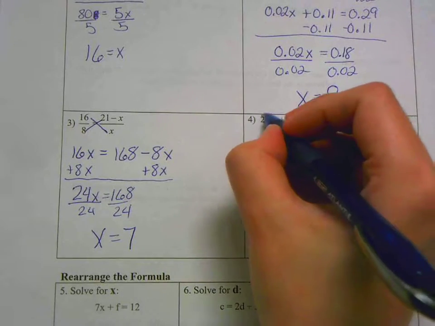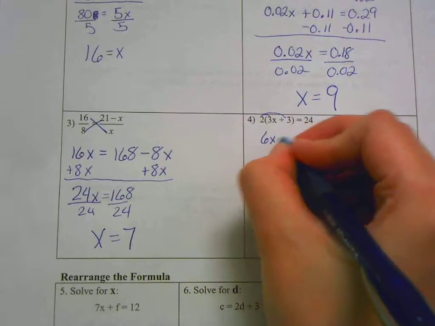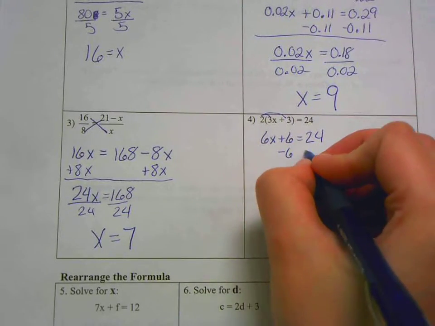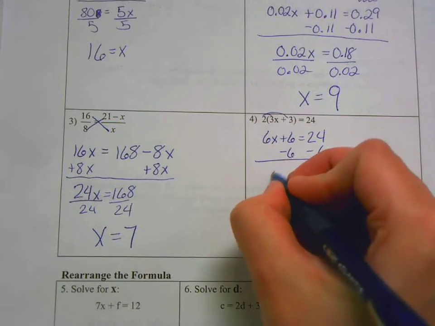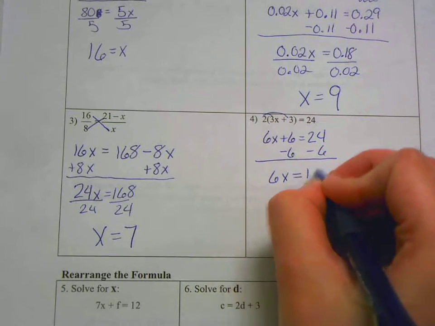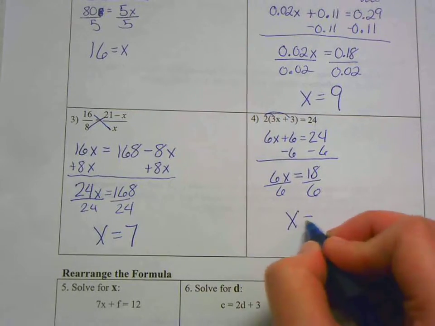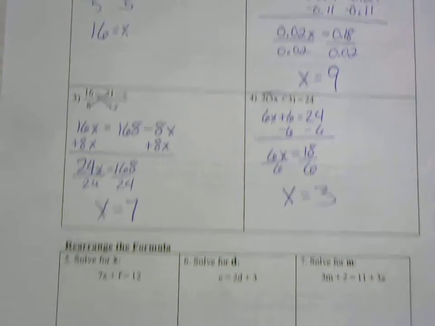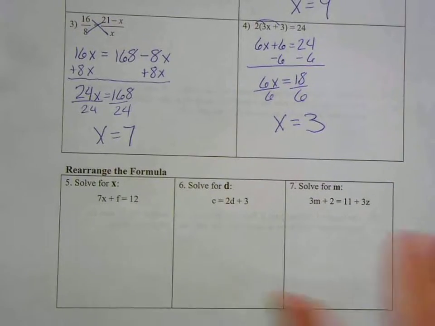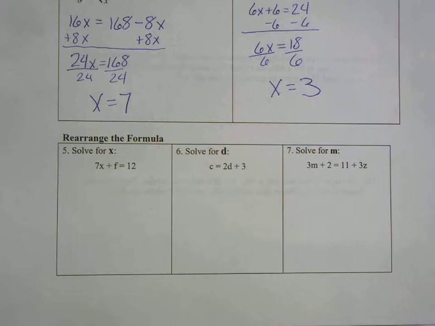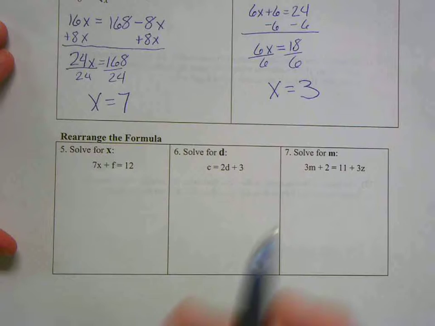Number 2, start by distributing. And use your inverse operations to get x by itself. Down at the bottom, we've got our literal equations. We are going to rearrange these formulas, and they're different because there's multiple variables, but you're still going to use the same steps we used up above to get x, or whatever letter we're solving for, by itself.